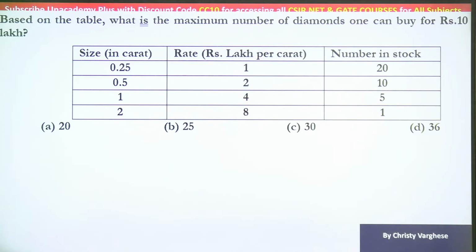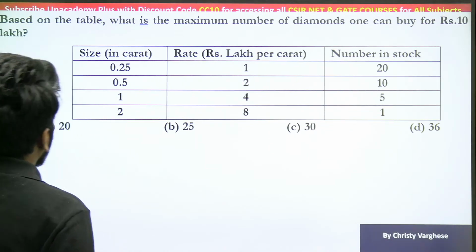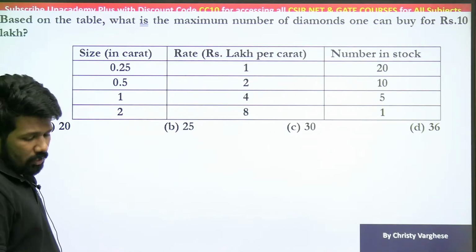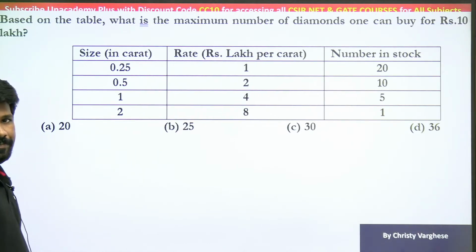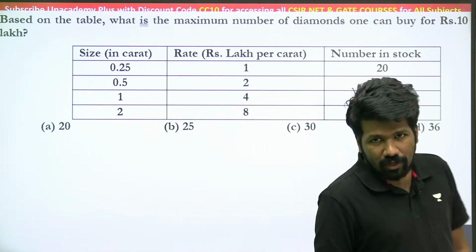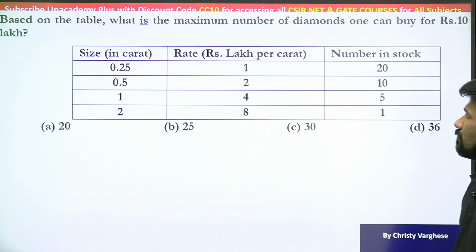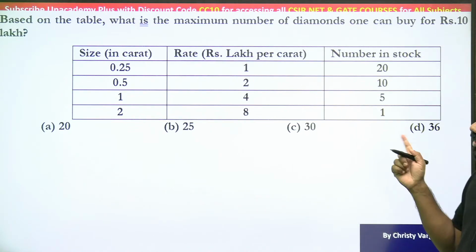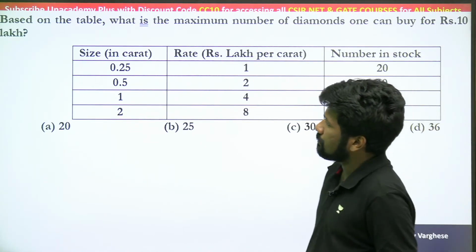My plus students, today morning we have discussed another variation of this question. Okay, some of you got option A, some of you got option B. Let's see which is correct. So based on the table, what is the maximum number of diamonds one can buy for rupees 10 lakh? So you have 10 lakh rupees. Practically think this. You have 10 lakh rupees with you and you have this many varieties of diamond. This was asked in the November 2020 NET exam.